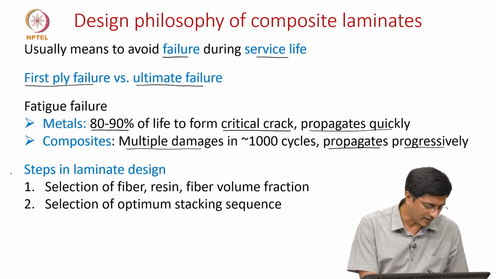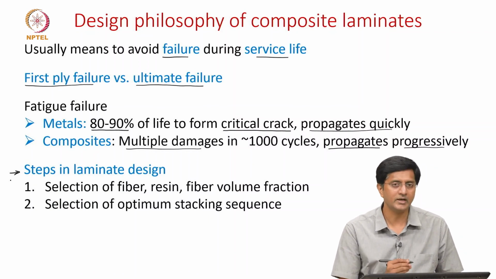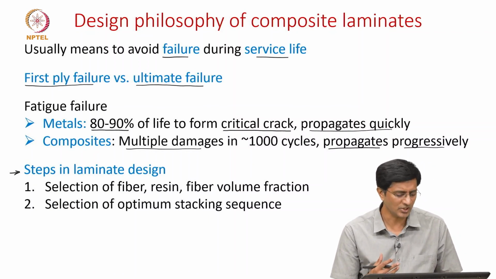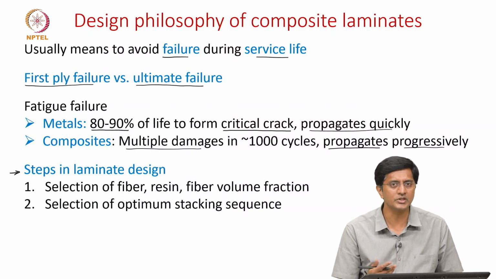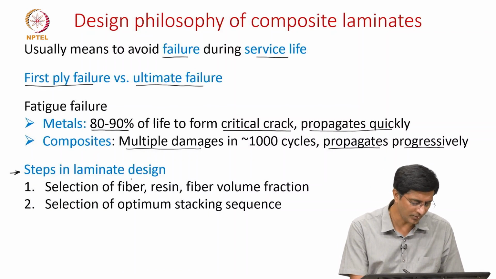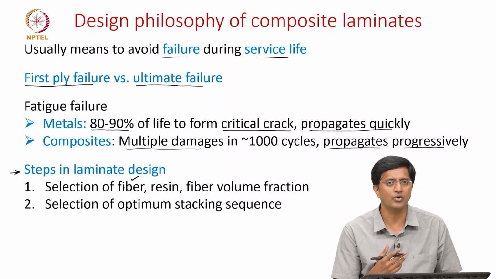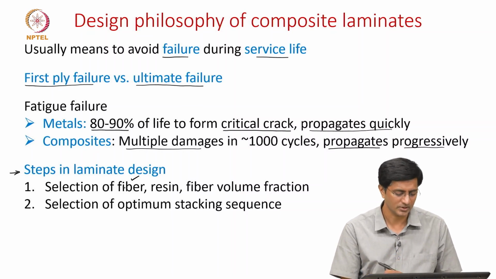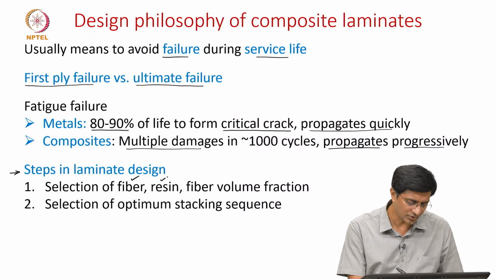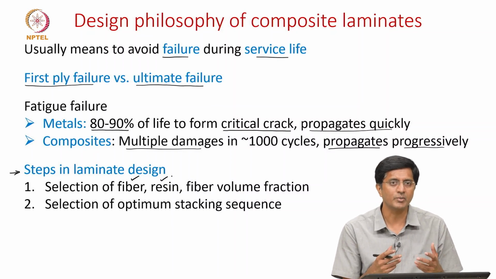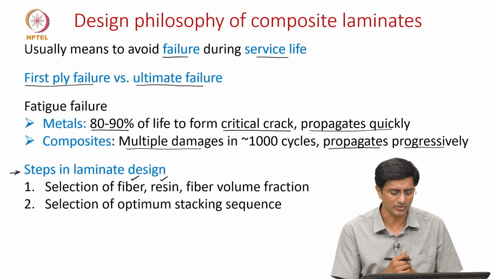And we'll also look at the steps involved in laminate design. Usually the first step is choosing the materials. What are the choices we need to make? We need to choose what kind of fibers we are using. This choice depends on the kind of loads and the temperatures or service environments in which we expect these components or structures to operate. And later we also need to choose the resin, or the matrix material, which binds these fibers.